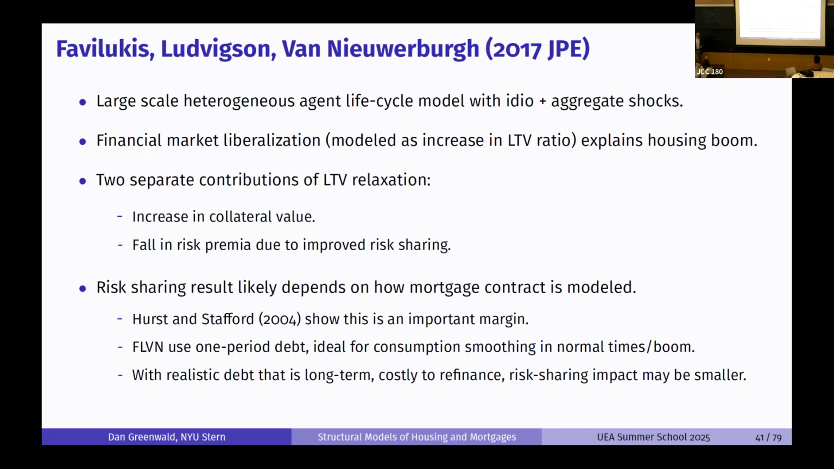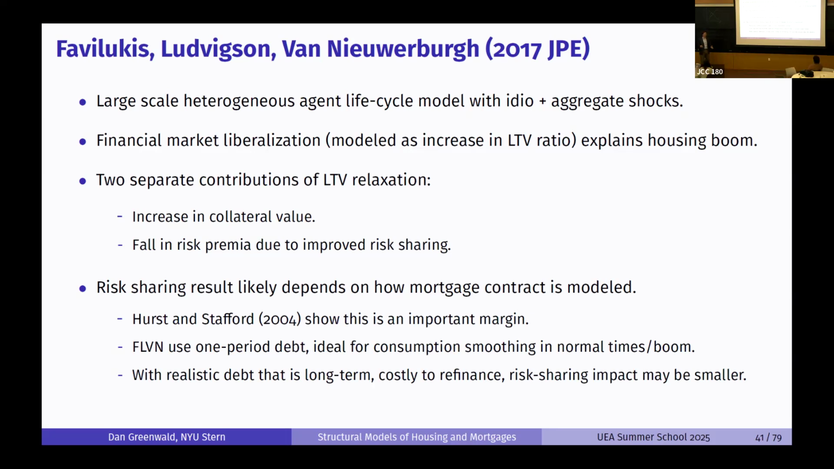So the Favelukas et al. paper is this large-scale heterogeneous agent life cycle model with idiosyncratic and aggregate shocks. And they find that this financial market liberalization, which is basically like a relaxation of LTV, is very important for the boom. Okay, and there's two separate contributions, which are kind of interesting. One of them I talked about. As you relax LTV, you increase that collateral value term. Another one they focus on, you can look at the paper, is that actually there's like a fall in risk premia due to improved risk sharing.